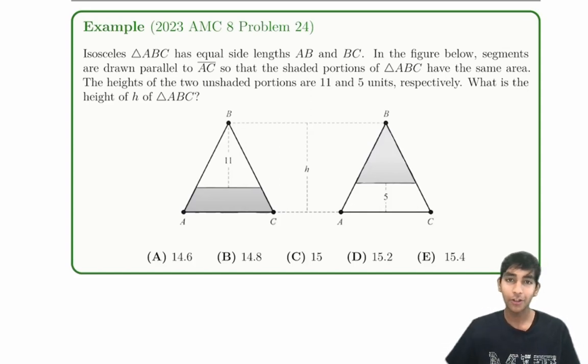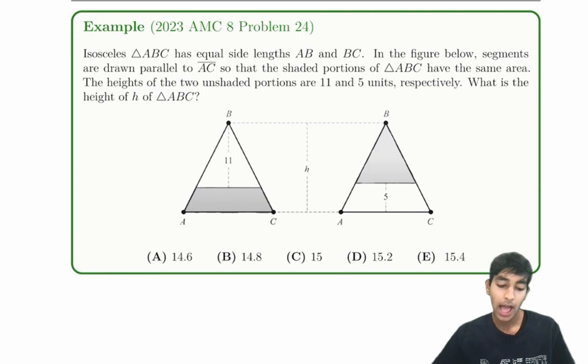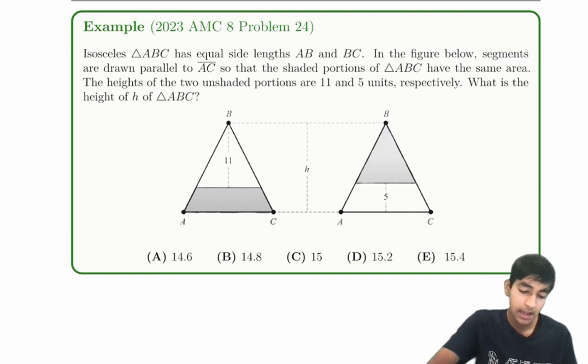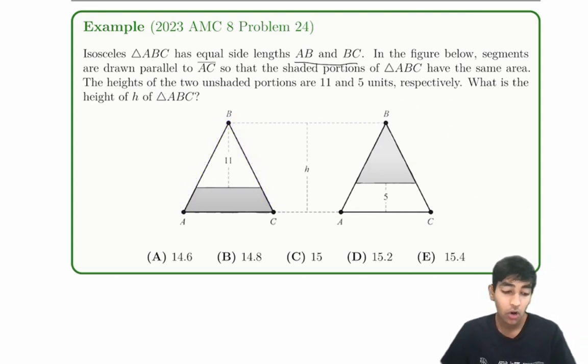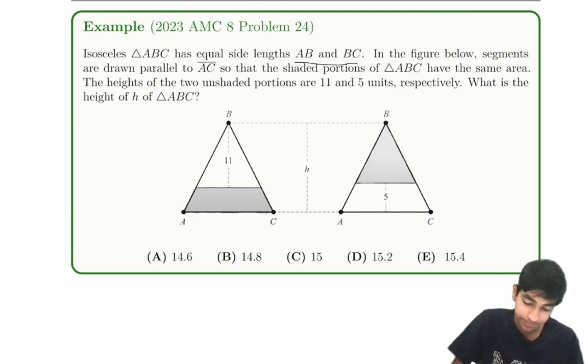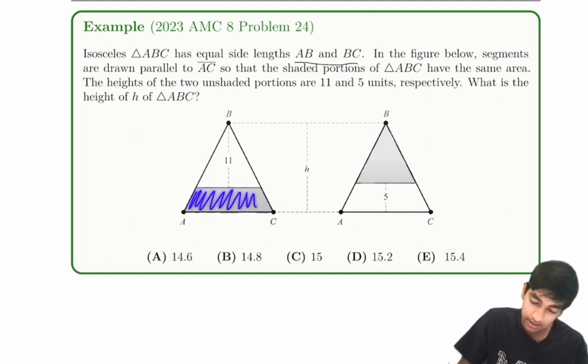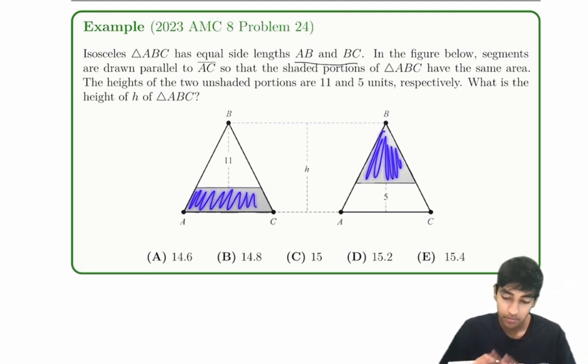We've got shaded triangles here in the 2023 AMC problem 24. Isosceles triangle ABC has equal side lengths AB and BC. This is equal to this. In the figure below, segments are drawn parallel to AC so that the shaded portions of ABC have the same area. So this area is the same as this area.